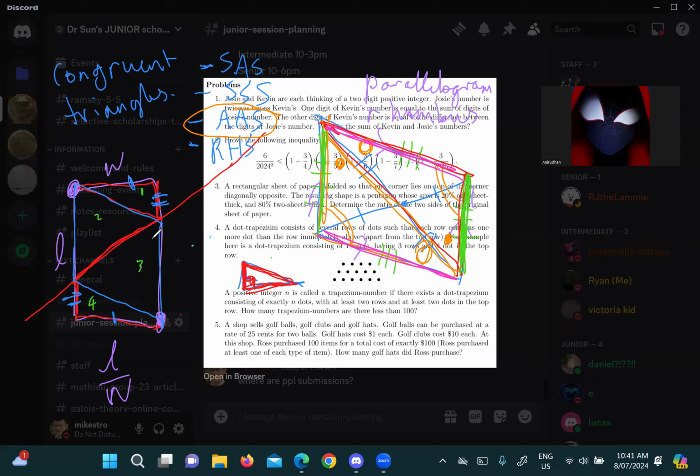Which lengths did you measure? This and this. Yeah, that's good. So you could literally measure this length, right? Because that's where you folded it. And then you can measure this length. It's the distance between the fold and the corner, right?